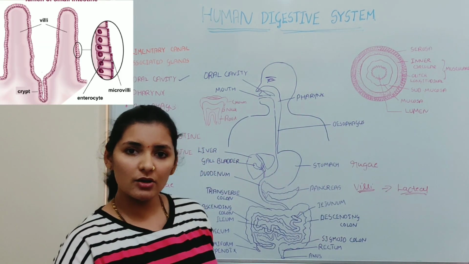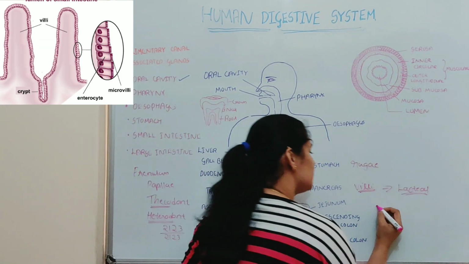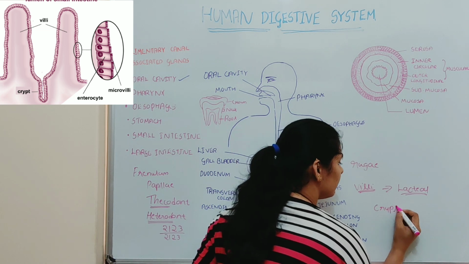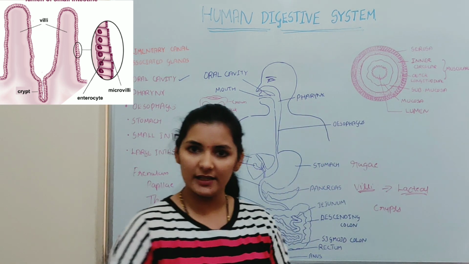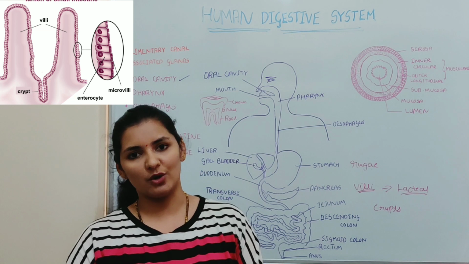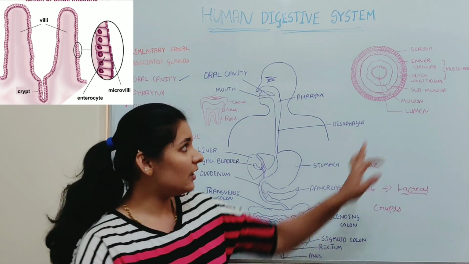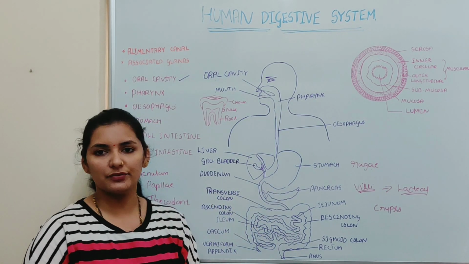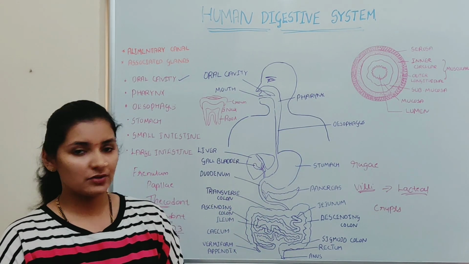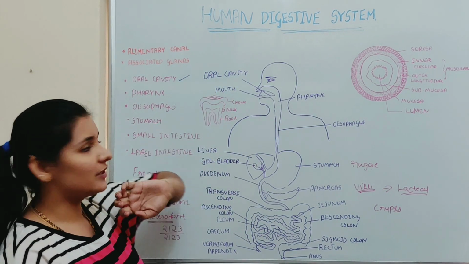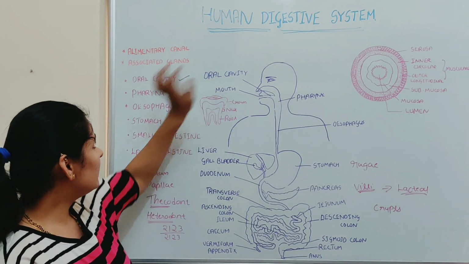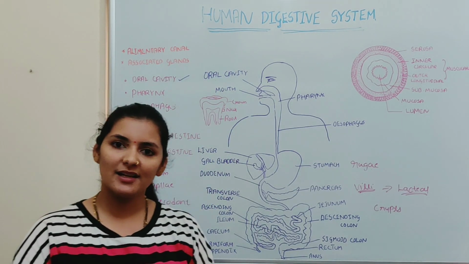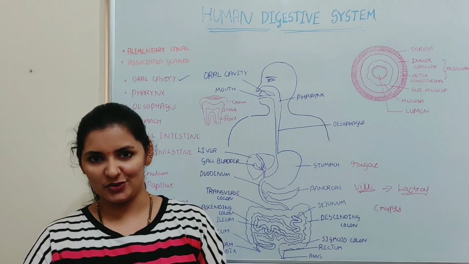The mucosa layer also produces special structures known as crypts in between these villi, and they are called crypts of Lieberkuhn. So that is how this mucosa layer is modified in different parts of the alimentary canal. So that is all about the alimentary canal. In the next video, I will discuss the associated accessory glands of the human digestive system.